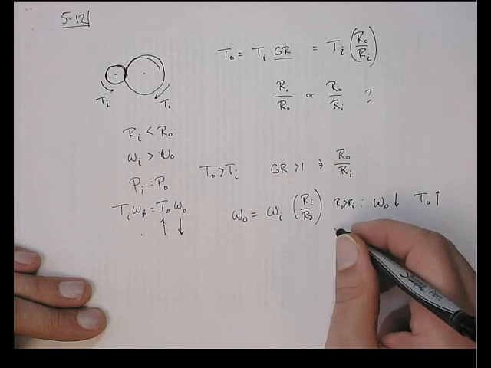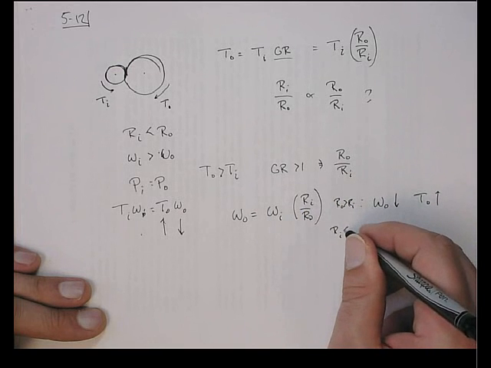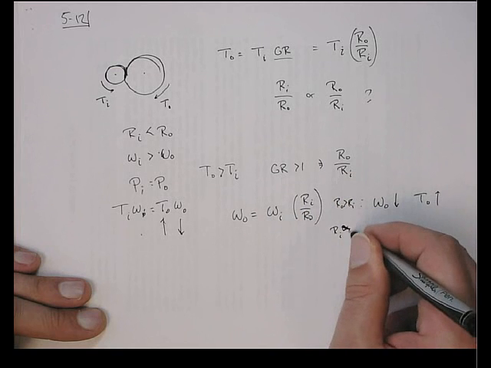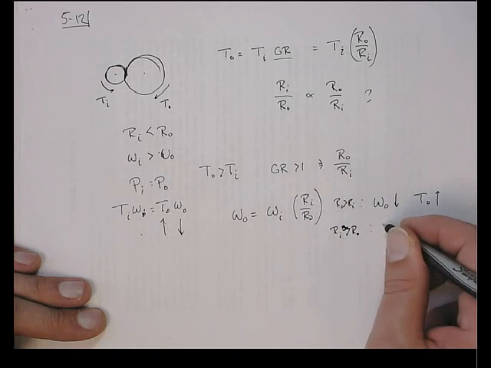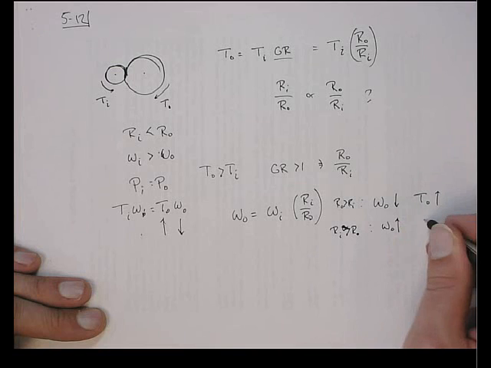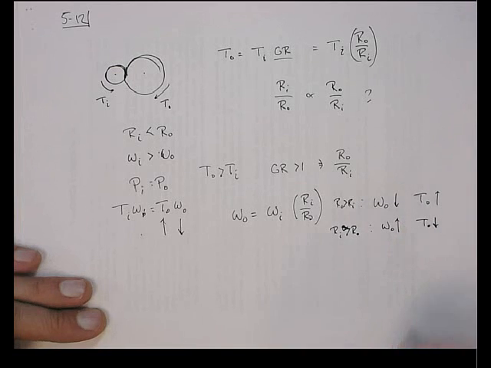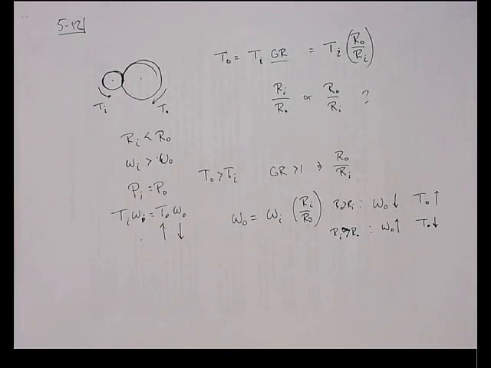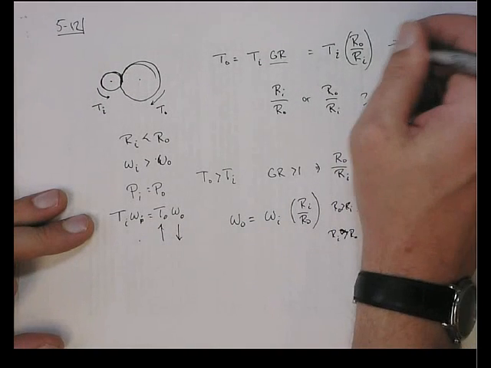You could take the same logical argument for R inner greater than R outer, and this will give you the opposite relationship. The speed will go up, and then the torque will go down. So it's probably always a good thing to get a good feel for that. This problem is solved just by looking at this equation.